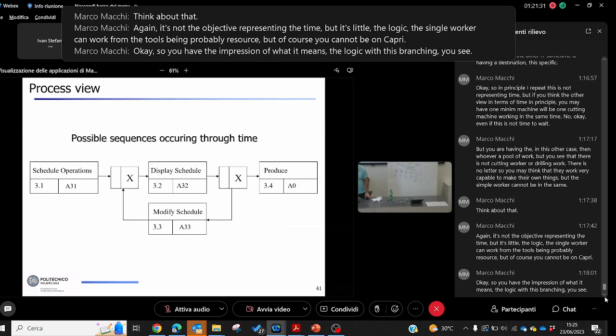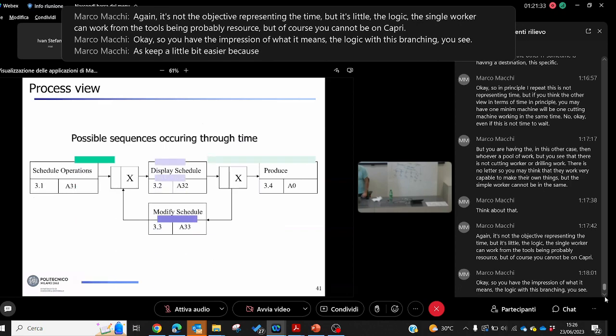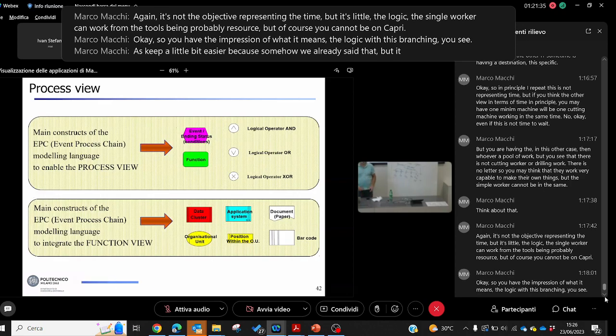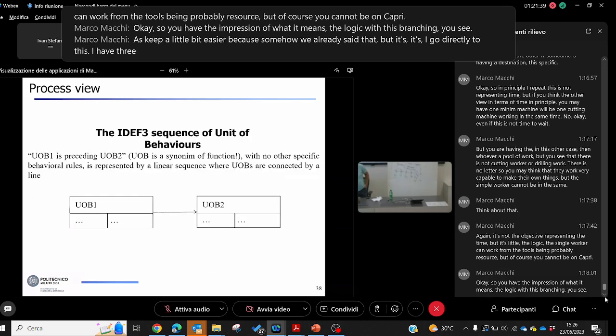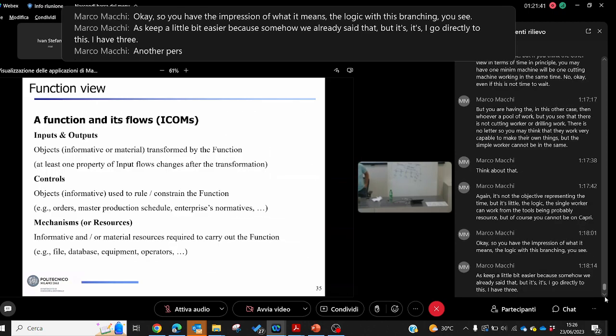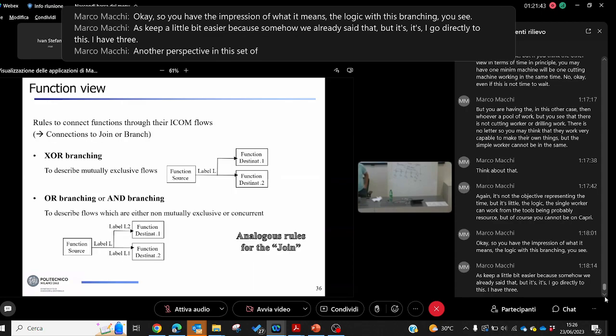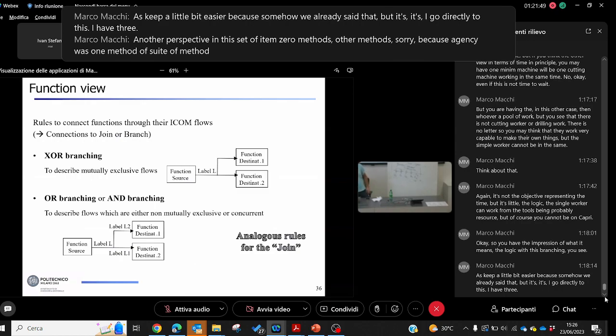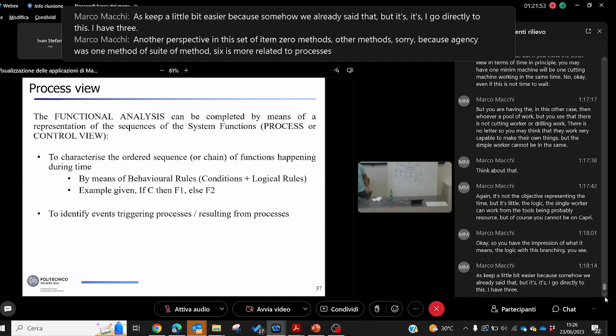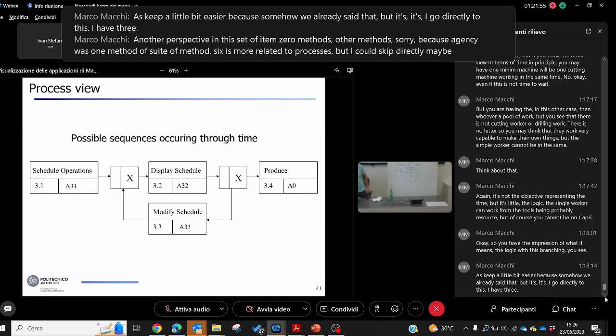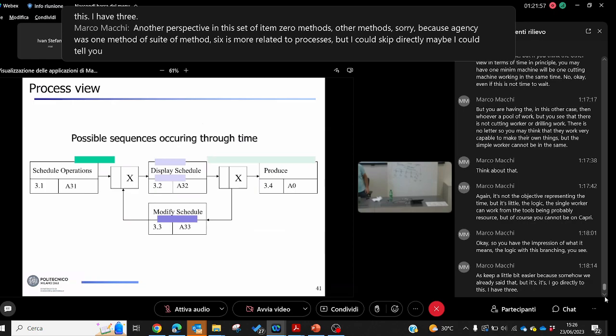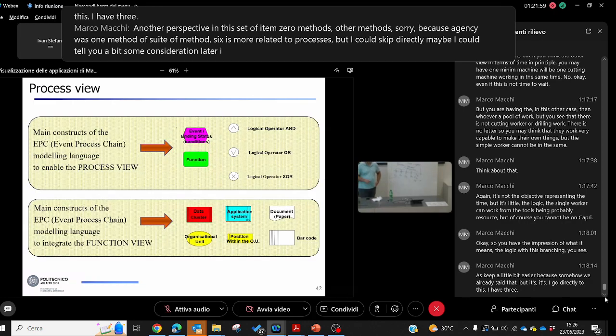I skip this a little bit because we already said that, but I go directly to IDEF 3. It is another perspective in this set of IDEF methods, because IDEF 0 is one method, and the suite of methods is more related to processes. I could tell you some considerations later, but I go directly here.